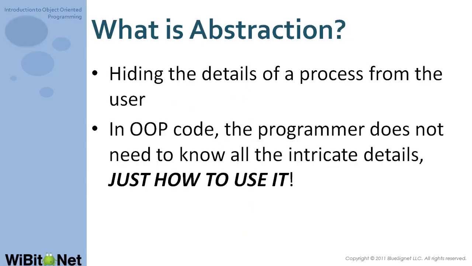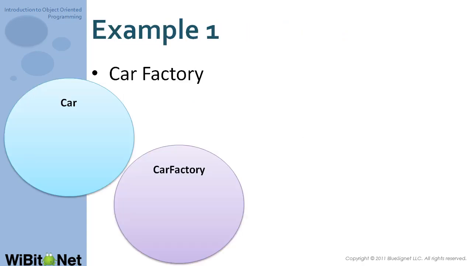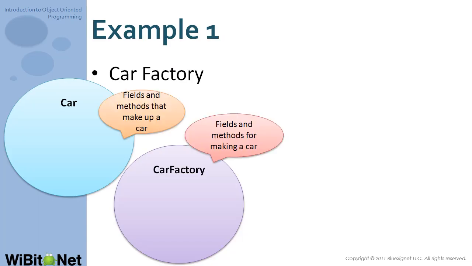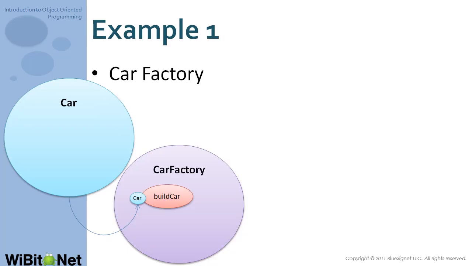So we can essentially say that abstraction is hiding the details of a process from the user. In object-oriented programming code, the programmer should know but does not need to know all the intricate details, just how to use them. In this example, let's take a look at 2 objects. We have a car and we have a car factory. The car contains all the fields and methods that make up a car, whereas the car factory contains all the fields and methods that are required to make a car. Inside of my car factory, I have a method to build a car.